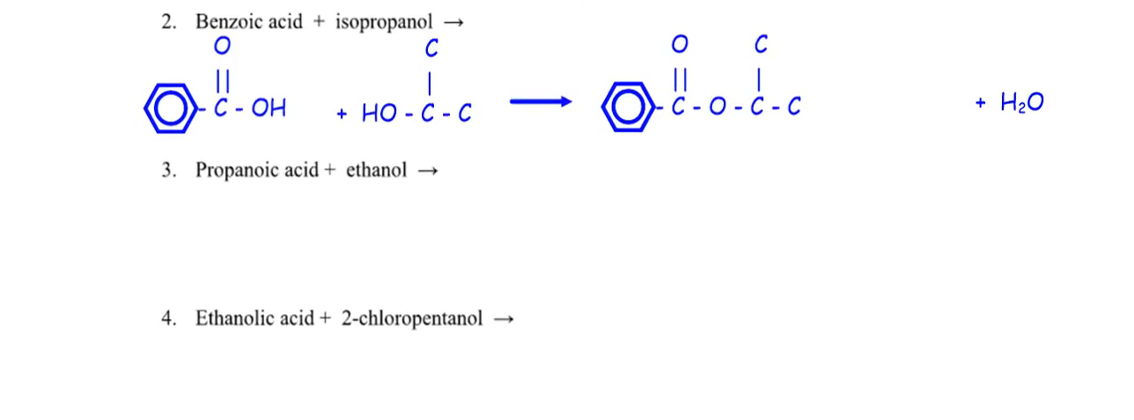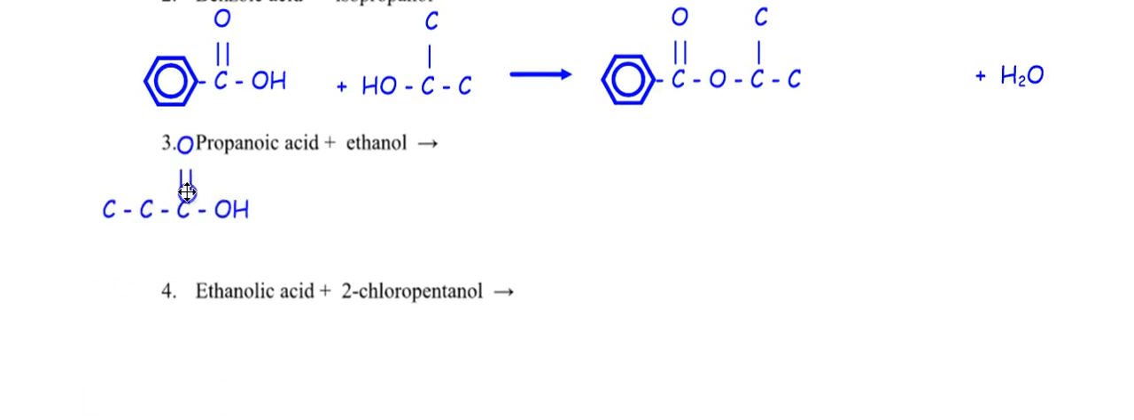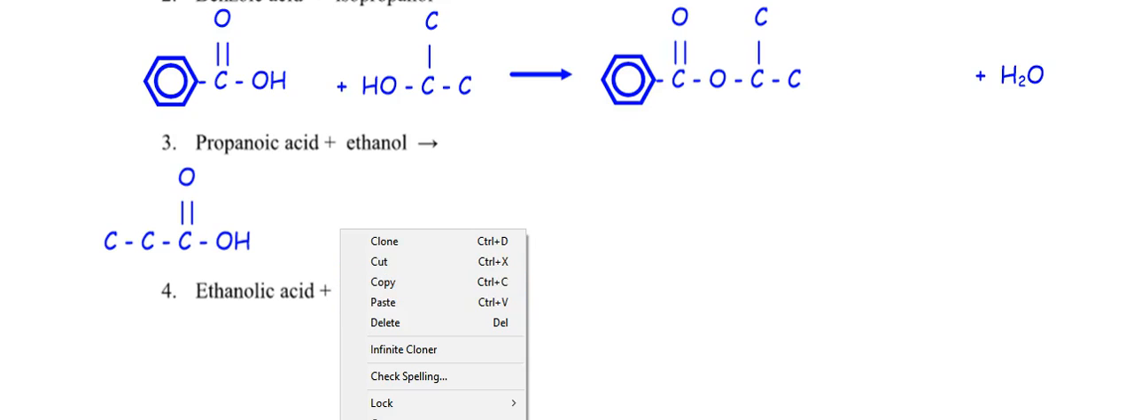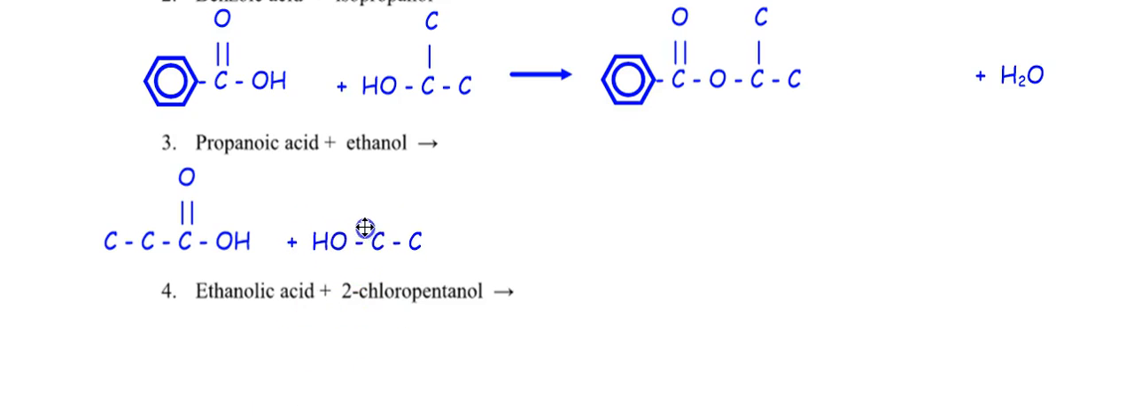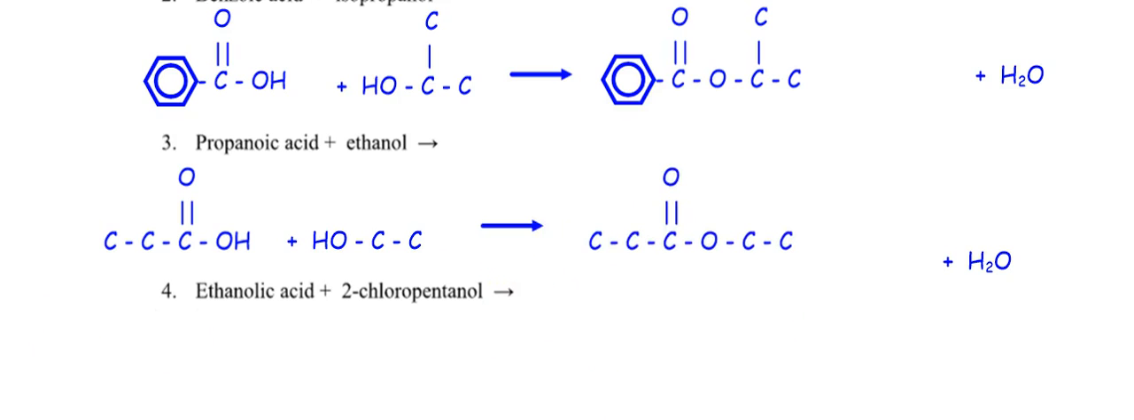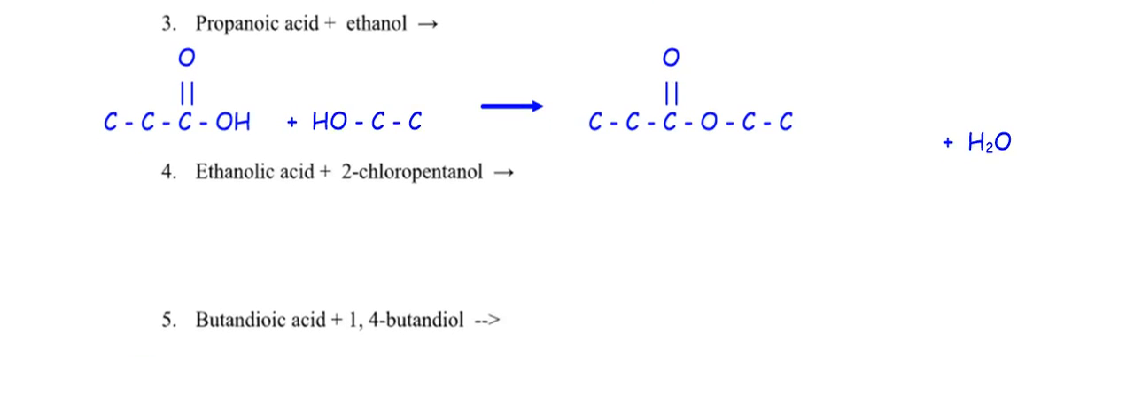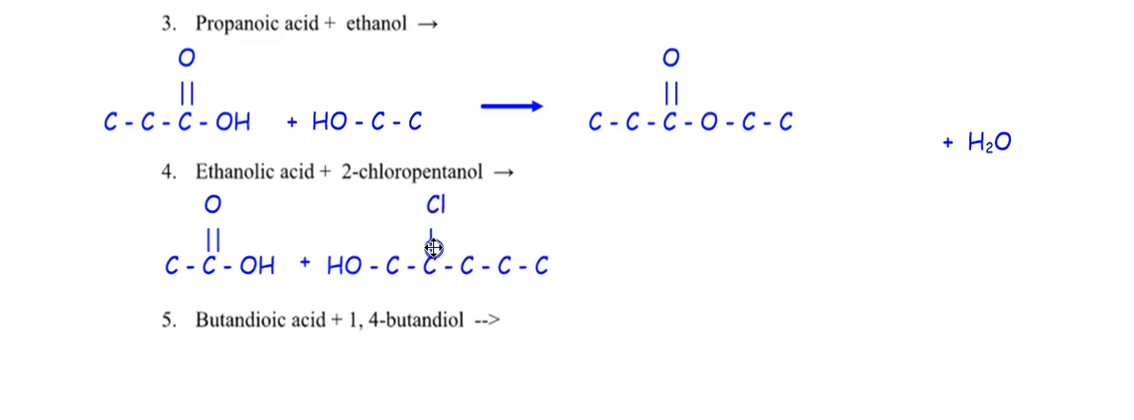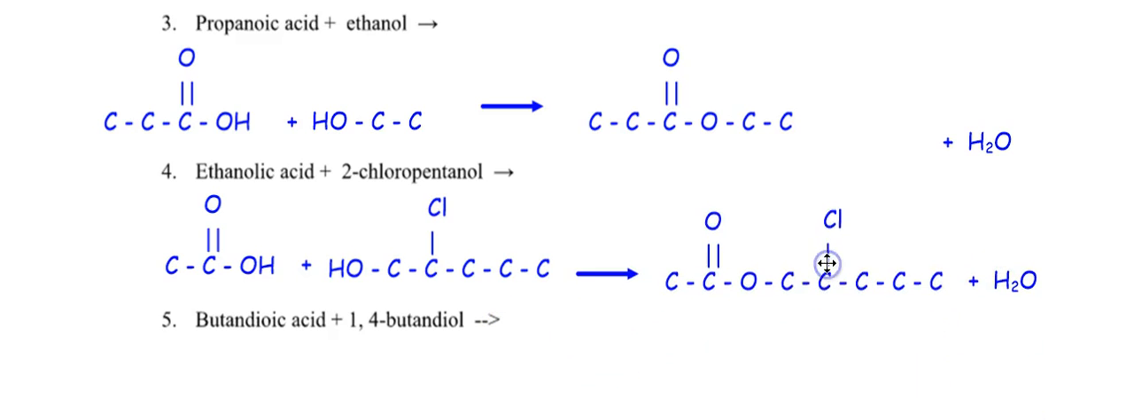All right, your propanoic acid is going to be this. And then your ethanol, oops, pretty common, goes like that. And the H from here and the OH from the alcohol make your water. And then what's left, you have your ethyl propanoate. All right, the next one is your ethanoic acid, that's spelled wrong, and your 2-chloropentanol, which is right here. The H from your acid and the OH from the alcohol make water. And then what is left is your 2-chloropentyl ethanoate.